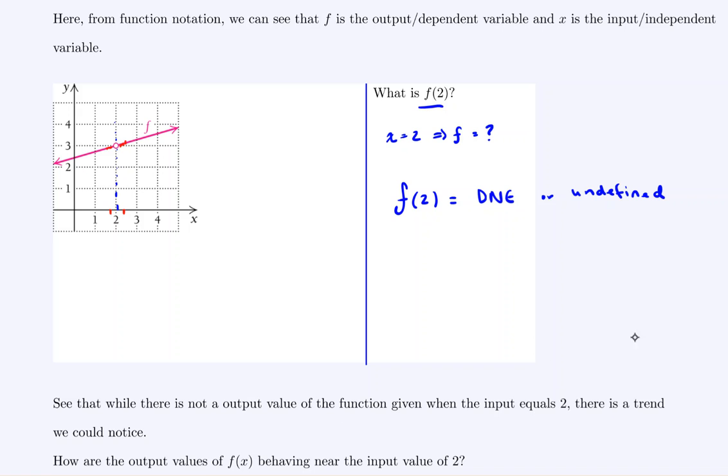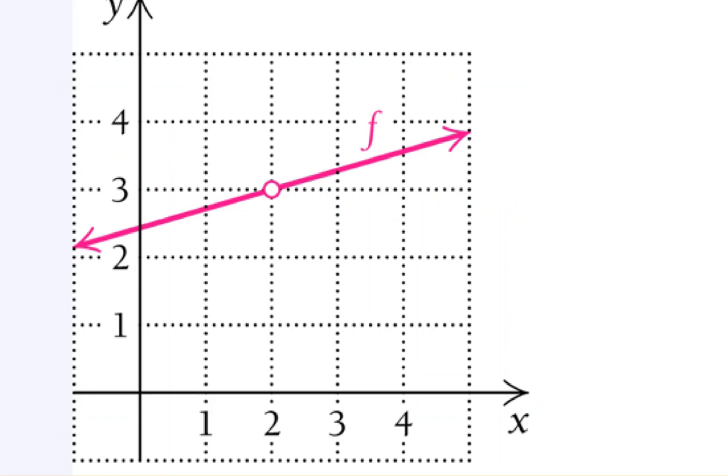So while there is not a specific output value at the exact input 2, there is a trend to the corresponding input-output values as we get closer and closer to the x value of 2. How are the output values of f of x behaving as we near the input value of 2? So in this case, let's look. Here, I'm not at 2, but I'm kind of close. I'm here. Pick a closer input value. Let me actually zoom into the graph. So I'm going to pick an input value close to 2, and I see there's my output value.